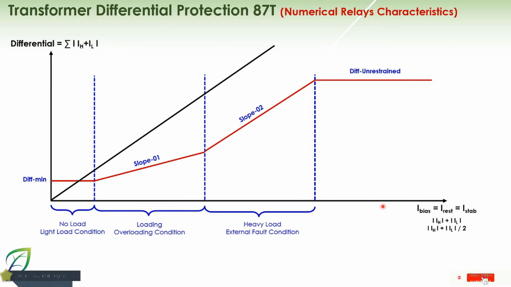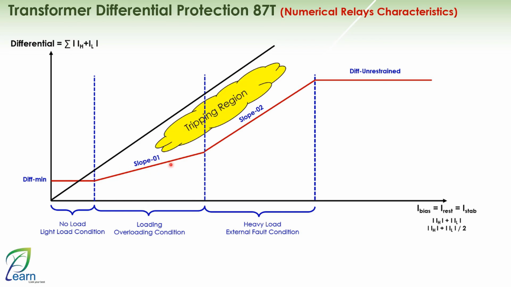This means that if the restraining equation is simply the algebraic sum of the currents without dividing by 2, in this case, you have a slope of 45 degrees, and you will never be able to find a tripping region or a tripping point. Why? Because the differential quantity will never exceed the restraining quantity according to the calculations we are discussing. Therefore, the operating region becomes the area between your characteristics and a slope of 45 degrees.